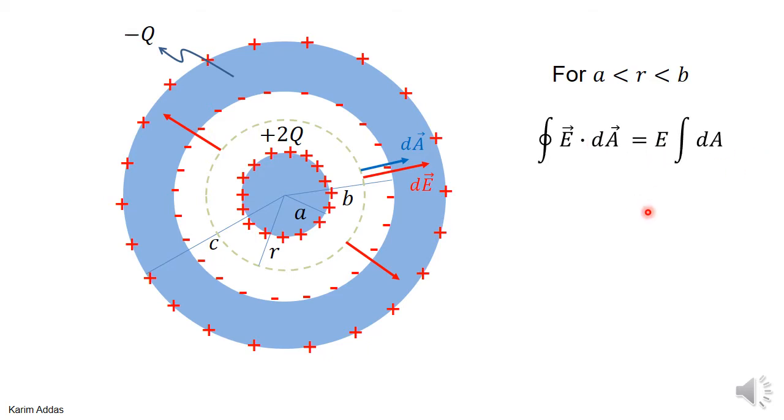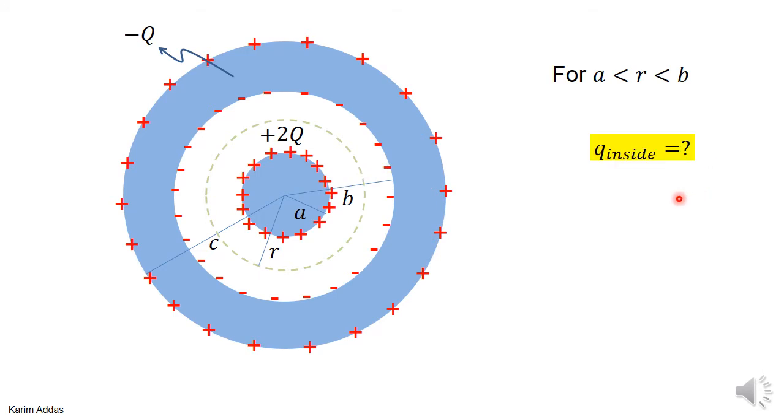And second of all, since the electric field is constant from symmetry, we don't know what the value is, but we know it's the same value here, or here, or here. It's the same magnitude. So we can take E outside of the integral, so it becomes E times the integral of dA. And the integral of dA is just the total surface area of this dotted spherical shell that has a radius r. That means the area is 4 pi r squared. And so the left-hand side of Gauss's law just becomes E times 4 pi r squared.